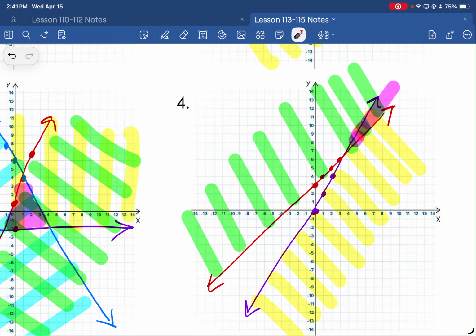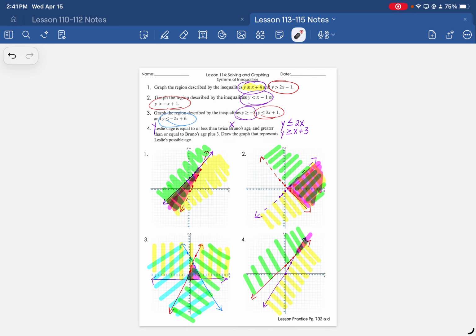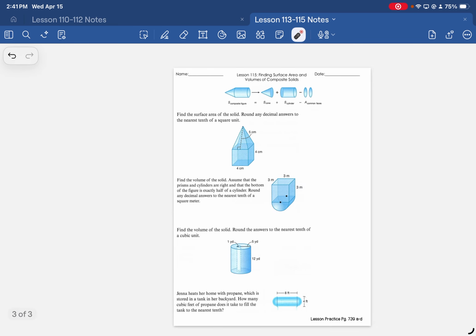All right, any questions before we move on to the last lesson of the day? Okay, just be careful with your shading, your dashed, your solid, all the things that go into it.